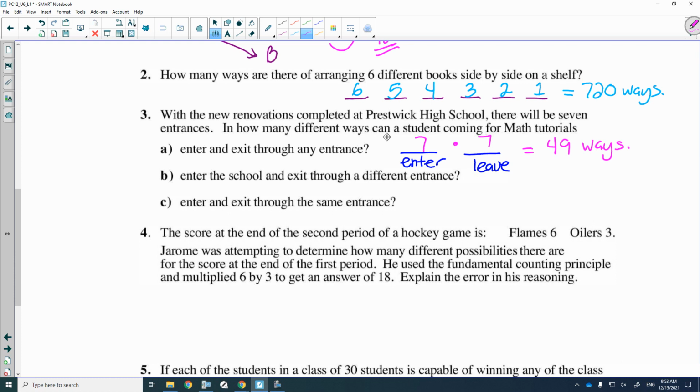B, they're going to introduce a restriction. So it says, how many different ways can a student enter the school and exit through a different entrance? Okay, so you first have to enter your school. You walk up to the school, you have seven choices. You pick one of those doors and you go in. When you exit the school, how many doors could you choose from if it can't be the door that you entered through, right? Because it says enter the school and exit through a different entrance. So the number of choices you would have if you can't leave from the door you came in, there's six. Seven times six is 42 different ways.